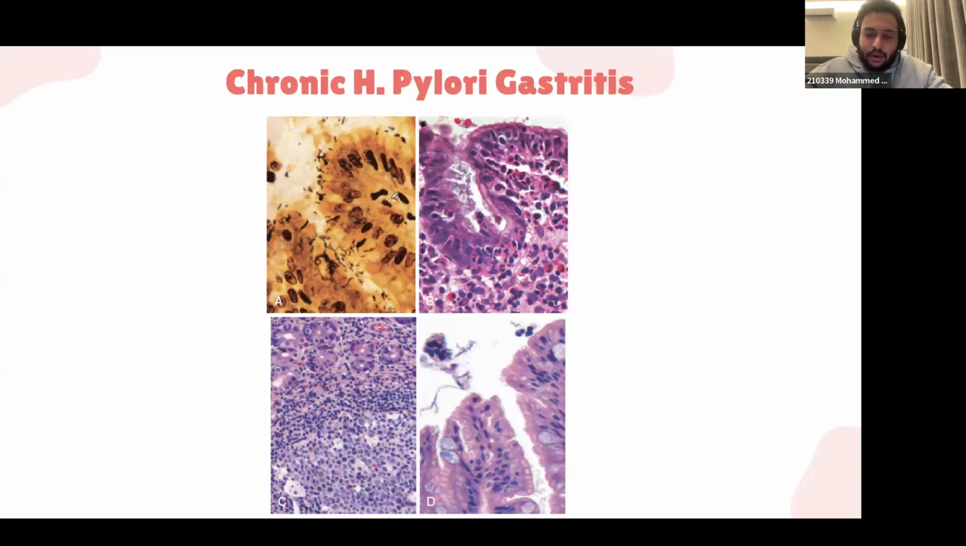But basically, over time, you will have chronic gastritis, okay? You will have chronic inflammation. With H. pylori gastritis, you will have follicles that can form. So when follicles form, you can form lymphomas, okay? So what are two lymphomas that can happen in the stomach? Two types.